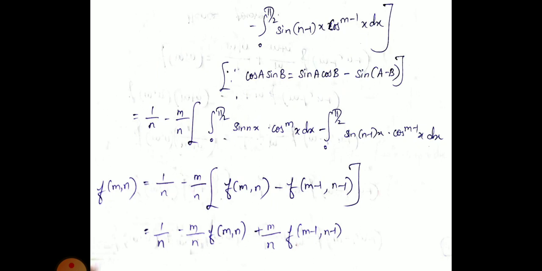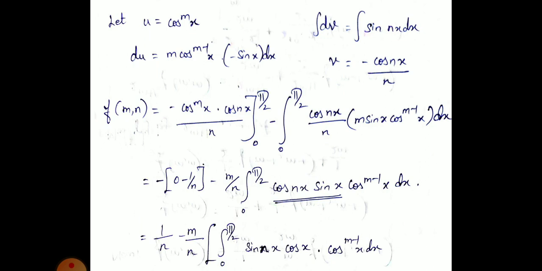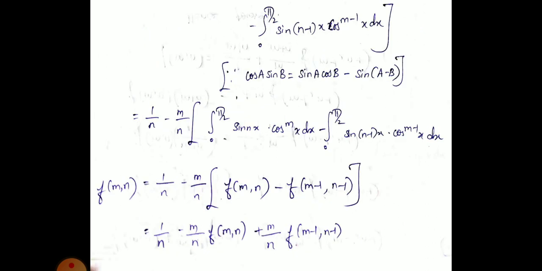Here we have taken cos nx sin x, so cos a sin b, which means sin a cos b minus sin of (a minus b). So we have written sin nx cos x, and in the last term sin nx cos x into cos^(m-1) x, that is a common term, minus sin of (a minus b), so sin of (n minus 1)x, and cos^(m-1) x is a common term.